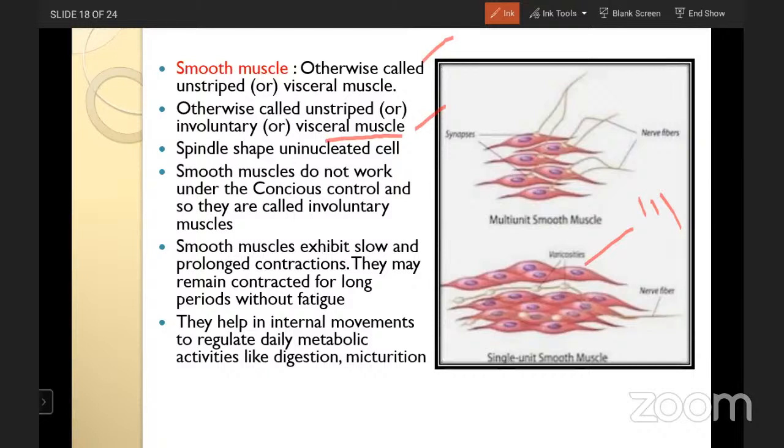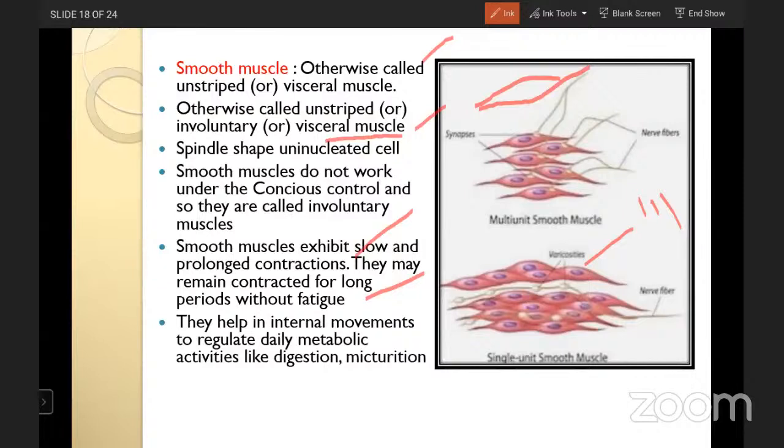Spindle shape. So this is the spindle shape, and they do not work under the conscious control, so they are called involuntary, which are not in our control. When they are working, it is not in our control. So that is the reason we are calling them as the involuntary muscles. Smooth muscle exhibits slow and prolonged contractions. Contractions here also take place, but very slow. They remain contracted for a long period without fatigue. Even if they are contracted for a long period, they may not go for the fatigue.